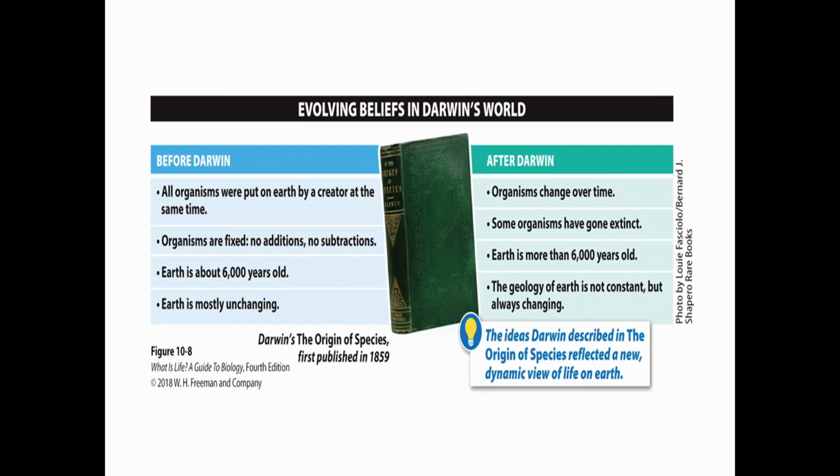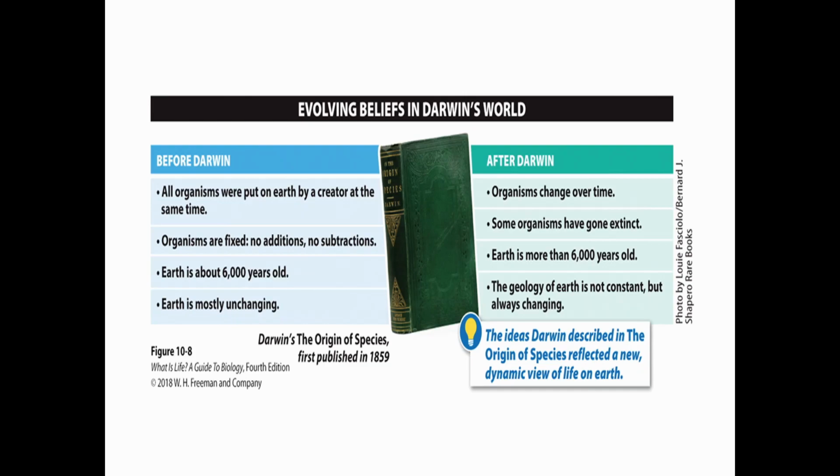If we look before Darwin and before most of the work done looking at evolution as a concept, the average citizen thought organisms were put on Earth by some sort of creator, and that all of the organisms were put on the planet at the same time. These organisms were fixed, nothing changed. We didn't add traits, we didn't lose traits, the Earth was only 6,000 years old, and the Earth really never changed.